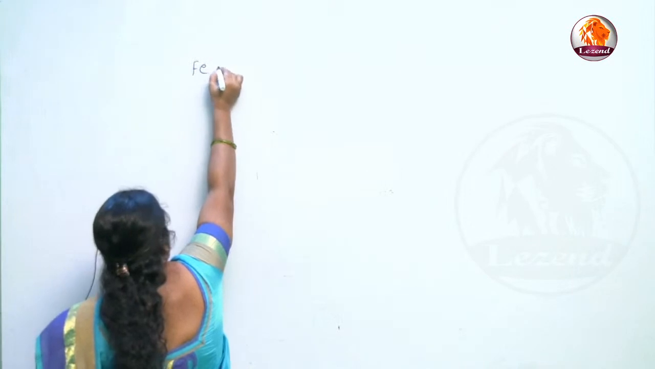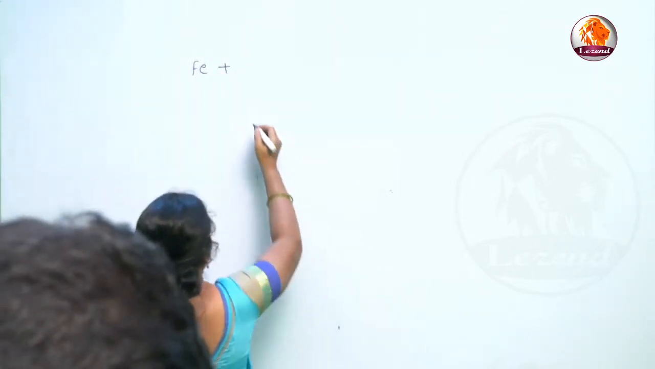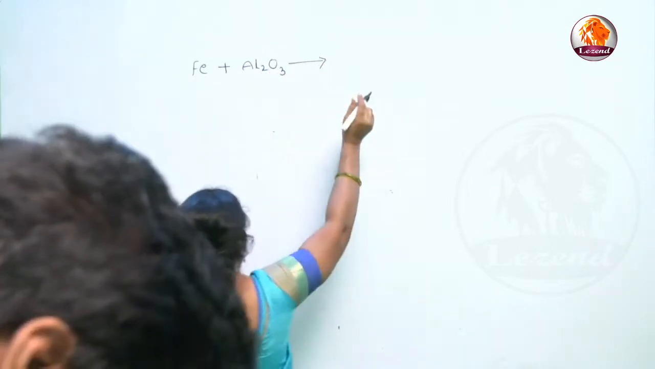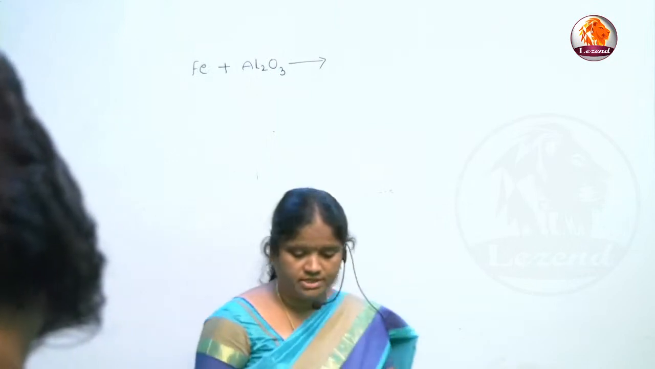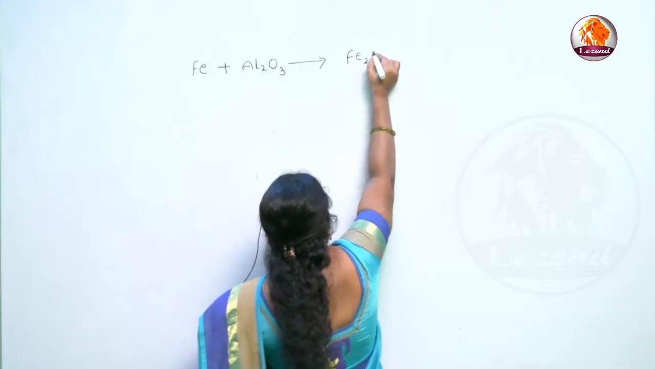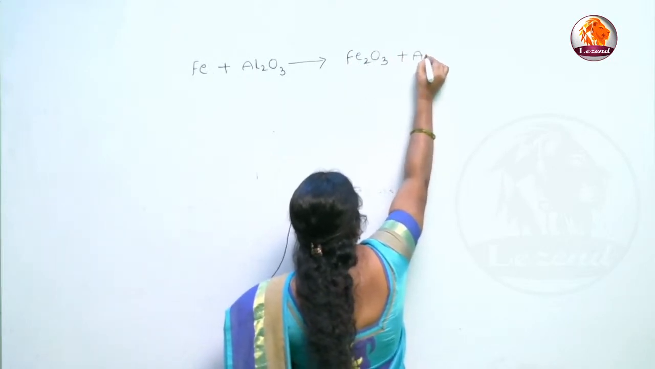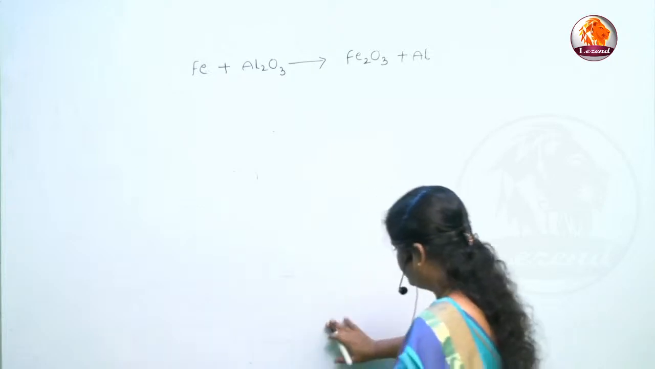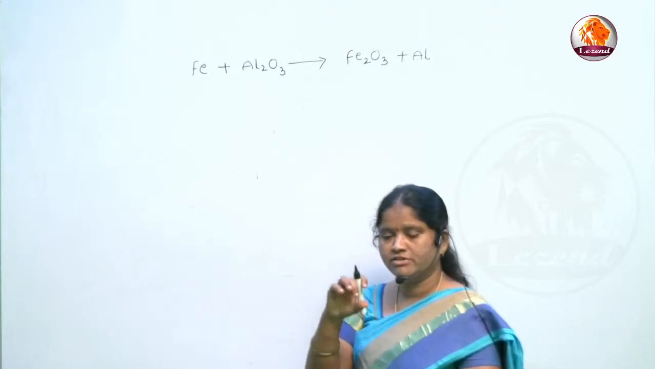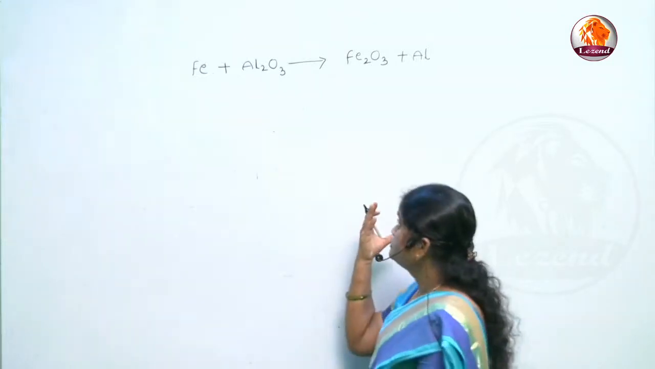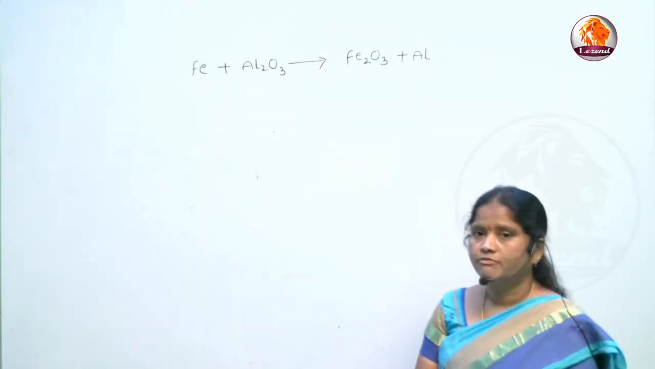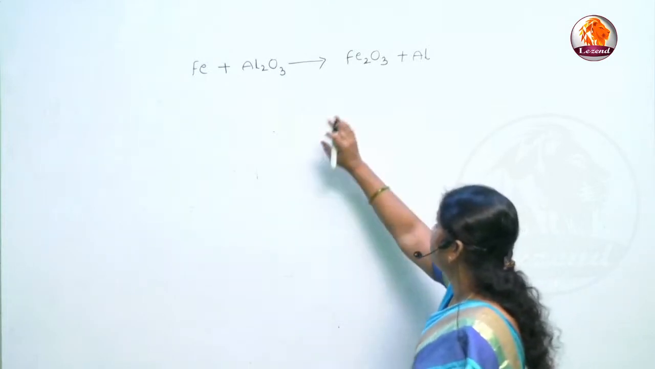Look at here, Fe is the symbol of iron, and aluminum oxide is Al2O3. When iron reacts with aluminum oxide, it produces iron oxide, Fe2O3, plus aluminum. Okay, so in this way a chemical equation is given, and we can balance it ourselves. In the given chemical equation we need to put a numerical number before the formula of the compound.